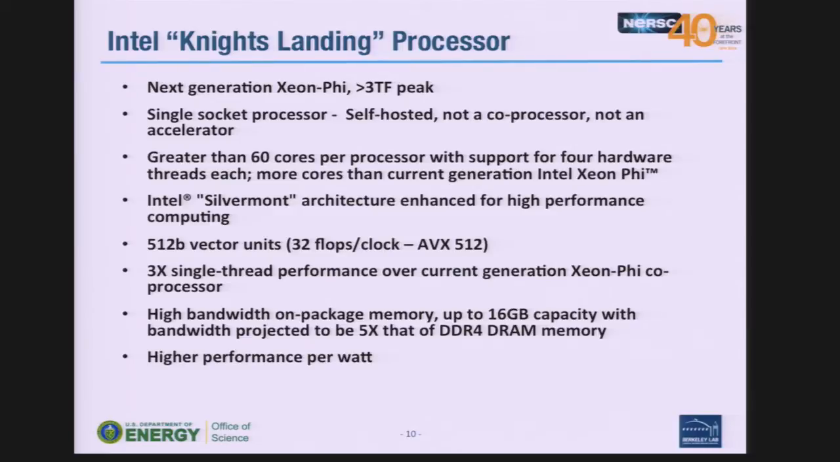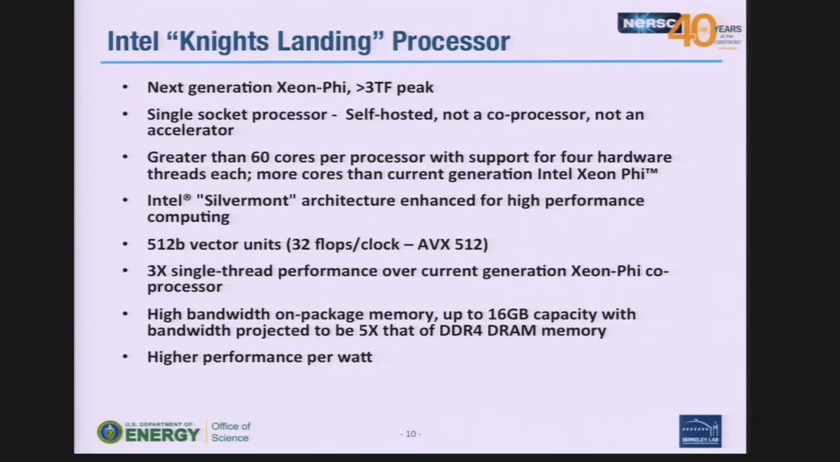The vector width for double precision will be 8 double precision variables that can be computed at once. The single thread performance is a lot better than Knights Corner. So if you ran on Knights Corner and thought, oh gosh, this is really slow, it should be a lot better. And then this is a key feature: there's on-package high bandwidth memory. And the capacity that NERSC is getting, we're getting 16 gigabyte capacity here.